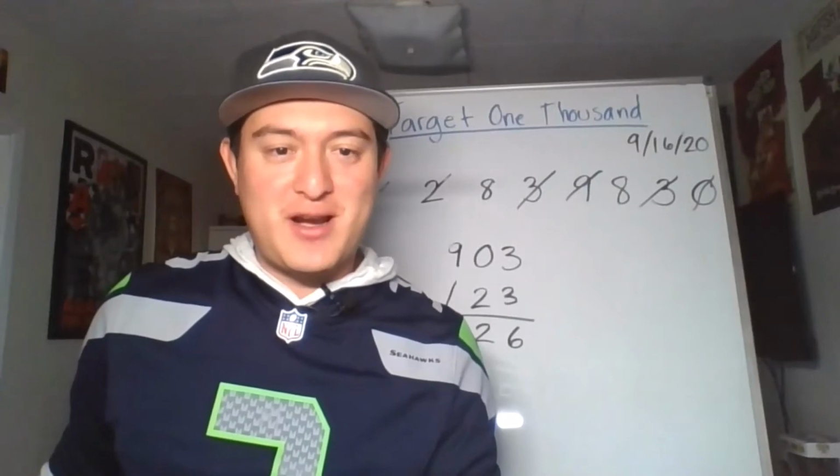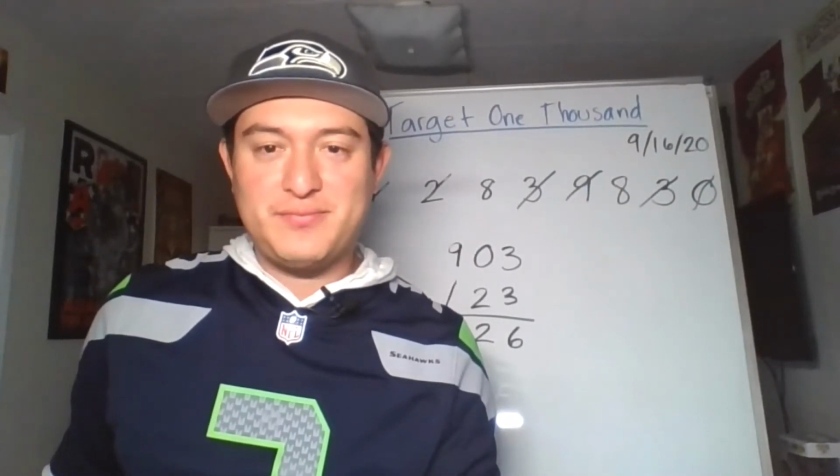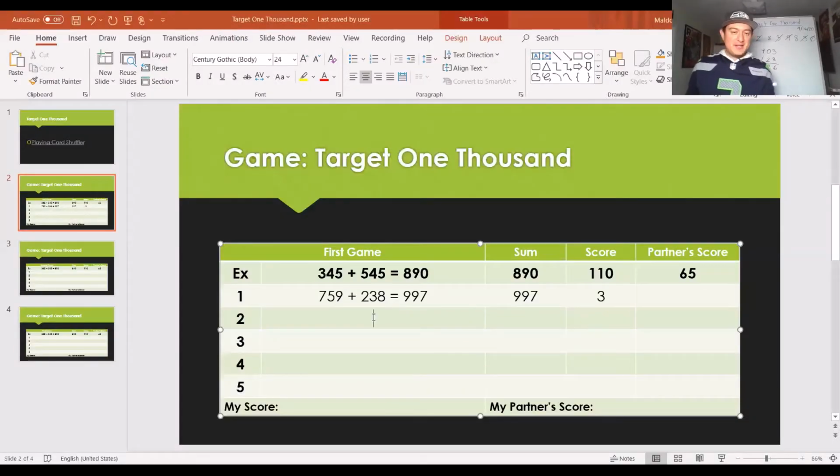So let's share here my screen. So I got 903, so I have to type that in, 903 plus 123 equals 1,026. Do not forget that comma, it's really important. And my sum is 1,026, and my score was 26. So far, my combined score is 29.